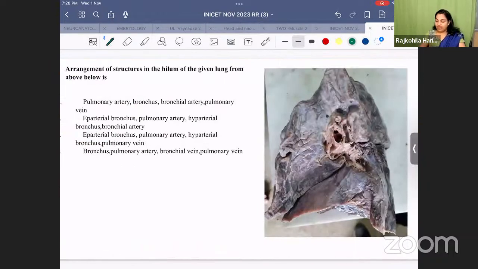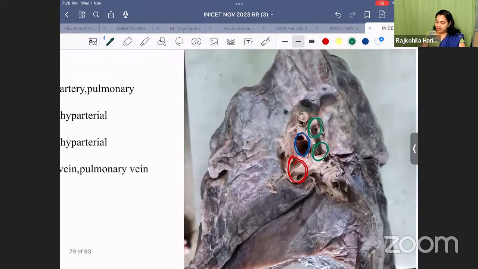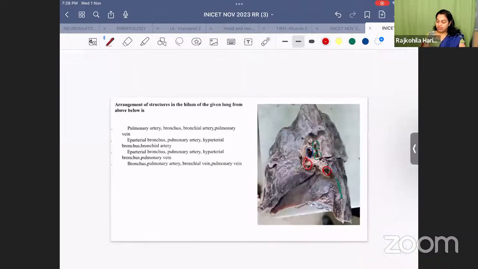Again, the hilum of the lung. Okay, this is the right lung. The anterior-most structure in the hilum of the right lung is the superior pulmonary vein. Okay, and just behind that, you'll get to see the pulmonary artery. The bronchus is the posterior-most structure. This will be the eparterial bronchus above the pulmonary artery. This is the hyparterial bronchus. This is supposed to be the pulmonary ligament. Just above the pulmonary ligament, you'll get to see the inferior pulmonary vein.